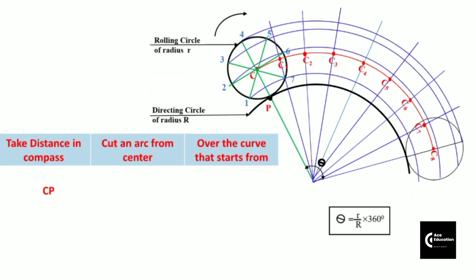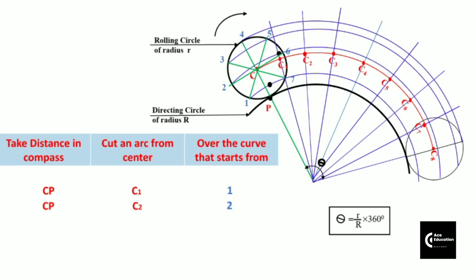So friends, let's see step by step how we can draw this epicycloid curve. Very first thing, we'll take CP distance in the compass, and this distance we are going to mark from point C1 as a center on an arc which starts from point 1, and here we get the first point. Later on we will keep the same distance in the compass, and again we are going to cut an arc, but this time we take point C2 as a center and on an arc which starts from point 2.